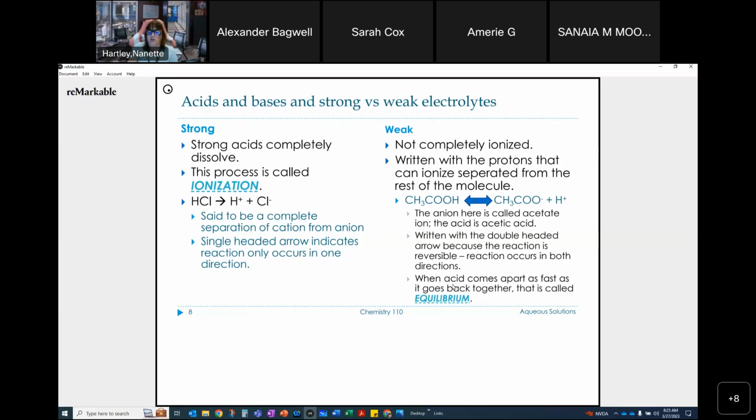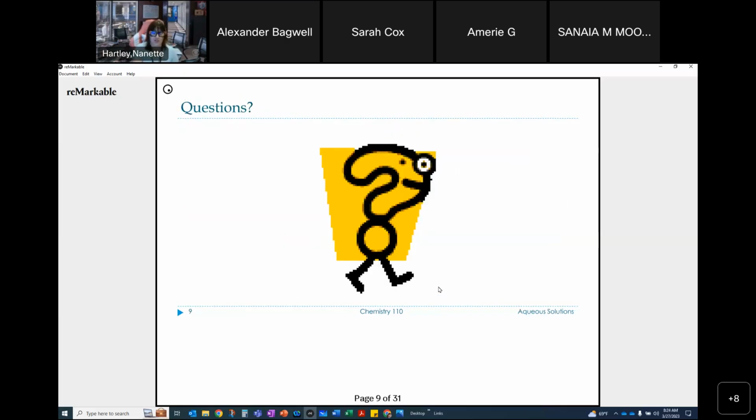When that acid comes apart as fast as it comes back together, so it's falling apart at the same rate that it's coming back together, that process is called equilibrium. And so we can't, from an outside perspective, see that anything is changing anymore, unless we've done some really fancy things so that we can label things and see that they're actually changing. Okay, but that's what we call equilibrium. So that's the difference between our strong and our weak. So things that are strong electrolytes have completely dissolved. Things that are weak electrolytes have not completely dissolved. Questions about that?